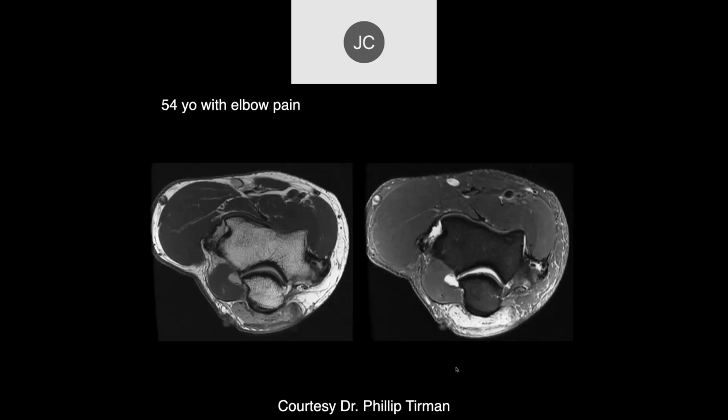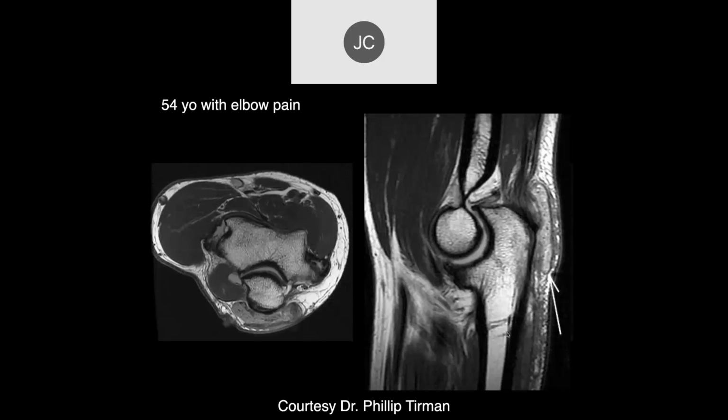50-year-old with elbow pain. Looks like we have some complex fluid in the olecranon bursa. Okay. Yeah, maybe a common extensor tendon abnormality.